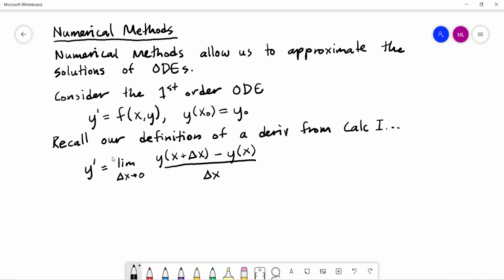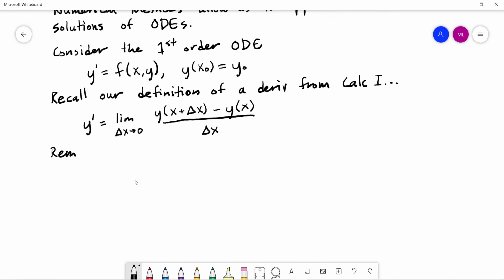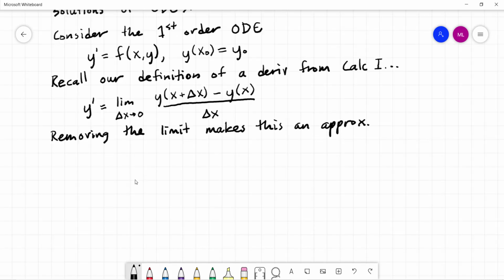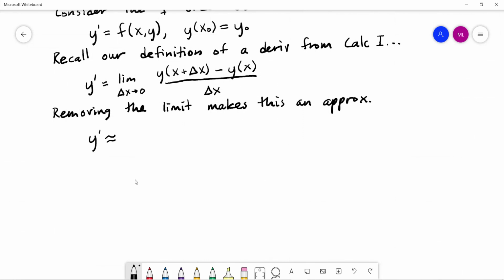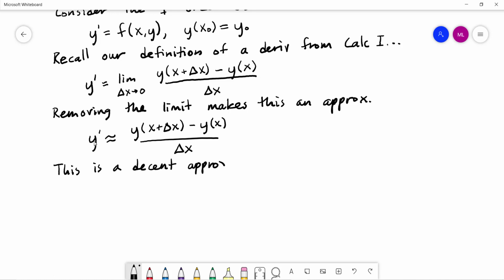But that means that if we take away the limit, this is no longer exact, but it is a good approximation. So removing the limit makes this an approximation. So basically what I'm suggesting is that y prime is approximately equal to y at x plus delta x minus y at x, divided by delta x. And for small values of delta x, i.e. up here when it's close to 0, this approximation is going to be pretty decent. And the smaller we make delta x, in fact, the better the approximation is going to be. So this is a good approximation, or a decent approximation, when delta x is small.